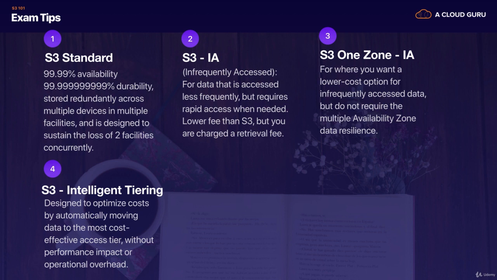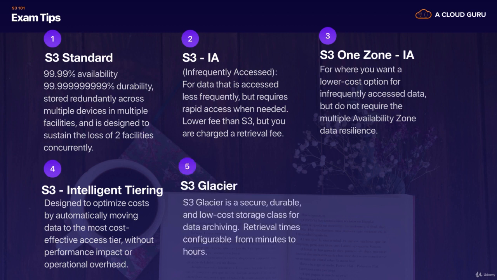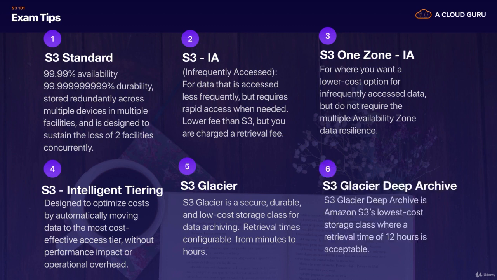We then have S3 Intelligent-Tiering, and this is basically using machine learning, and it will move objects around the different tiers of S3 to maximize your cost savings. We then have S3 Glacier. This is for data archival, and you can configure your retrieval times. It can be anywhere from minutes to hours. And then if you want the lowest cost storage available, then you want S3 Glacier Deep Archive. This is Amazon's lowest cost storage class, where a retrieval time of 12 hours is acceptable.